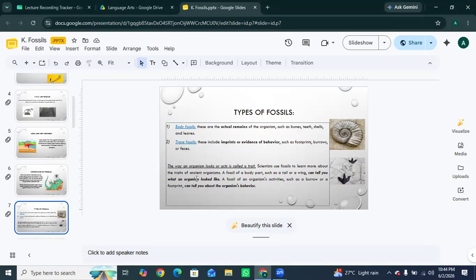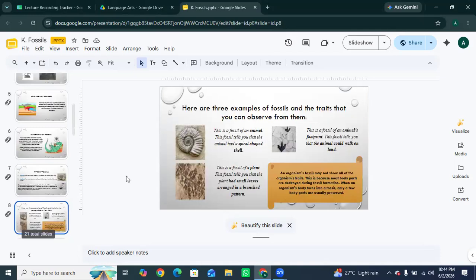The way an organism looks or acts is called a trait. Scientists use fossils to learn more about the traits of ancient organisms. A fossil of a body part, such as a tail or a wing, can tell you what an organism looked like. A fossil of an organism's activity, such as a burrow or a footprint, can tell you about the organism's behavior.